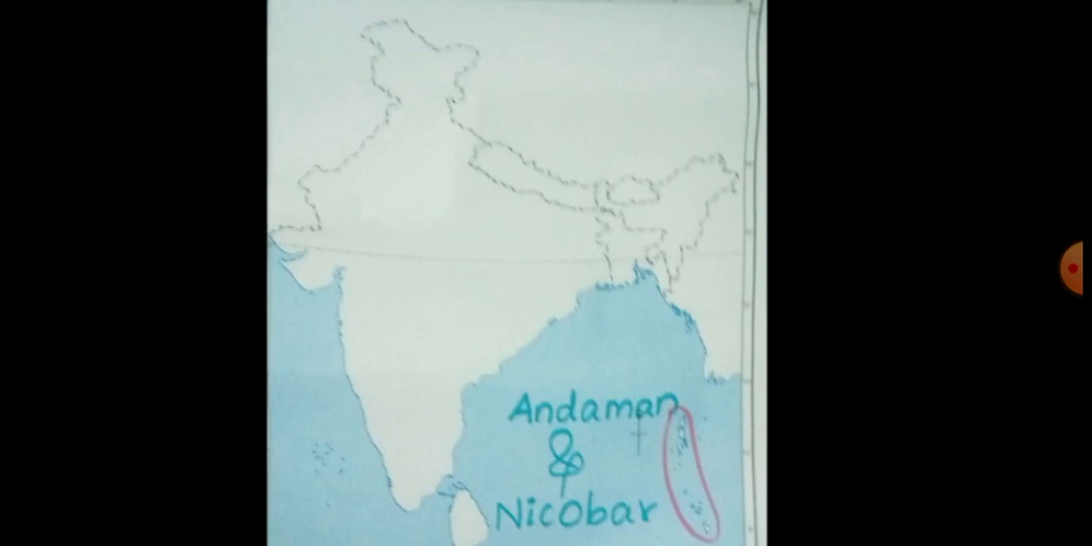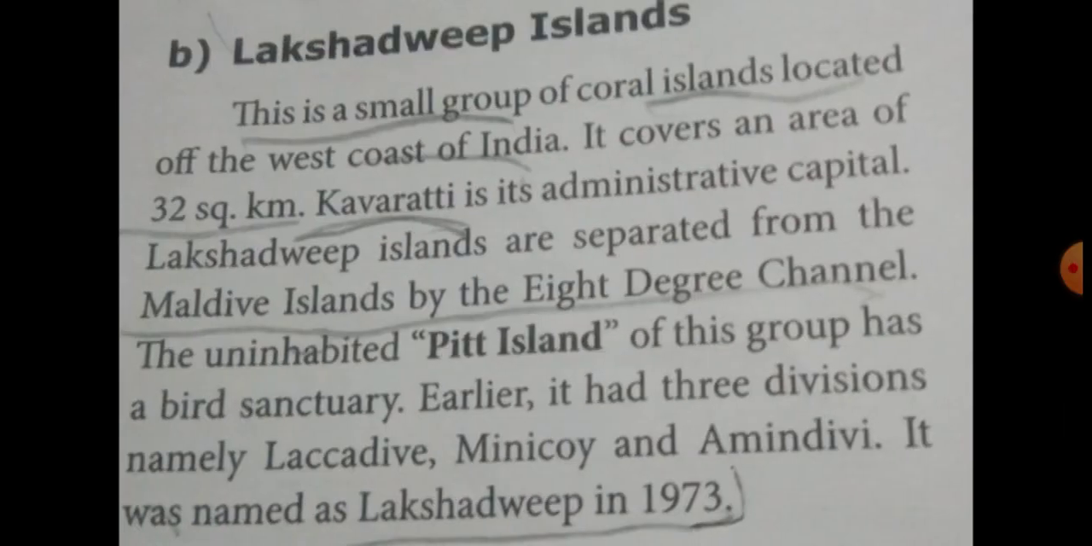Then the second division is the Lakshadweep Islands. Lakshadweep is a small group of islands. The total area of Lakshadweep is 32 square kilometers.